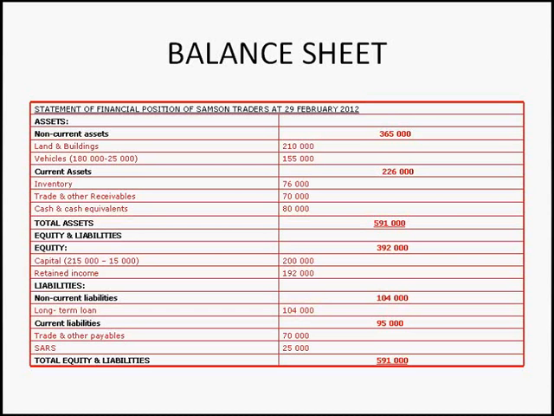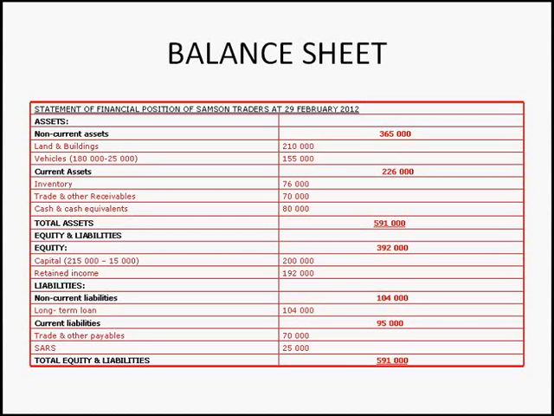Okay, so each of those, again, you'll see the two columns where the totals of the items typed in black are shown on the right-hand side, and only the subcategories are shown in the left-hand side column, or the red. So land and buildings and vehicles, if I add those two together, 210,000 plus 155,000, I get a total for non-current assets of 365,000. The same for current assets.